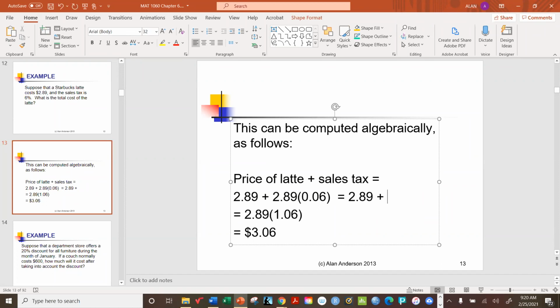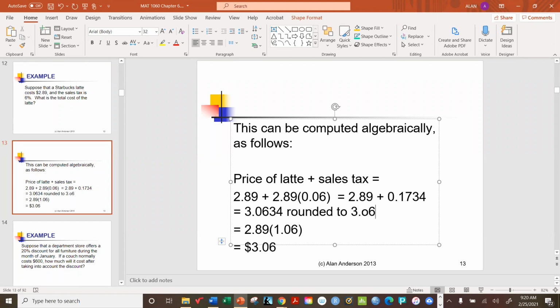6% of 289 is about, see, we're going to have some rounding here. But you can see if you combine those, you're going to get 3.0634, which they would round to 30.06. But if instead you consolidate algebraically these two, so there's an implied 1 here, you can rewrite this as 2.89 times 1.06, and you'll end up with this 306 anyway. There's still rounding going on, but you'll end up with the exact same number.